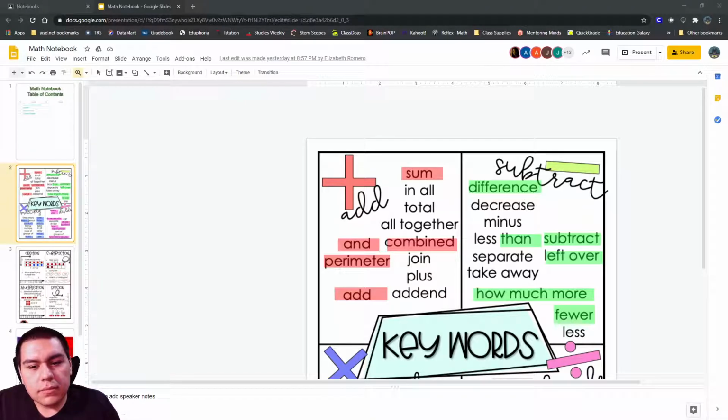What is the perimeter of a blanket? Okay, so now instead of a painting, we're measuring a blanket. So what's the perimeter of the blanket? Good.